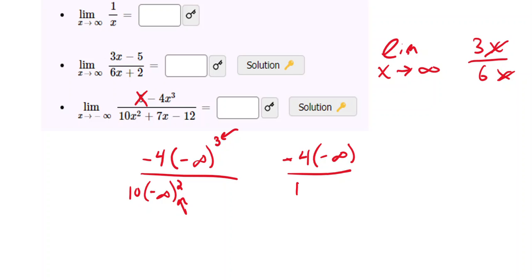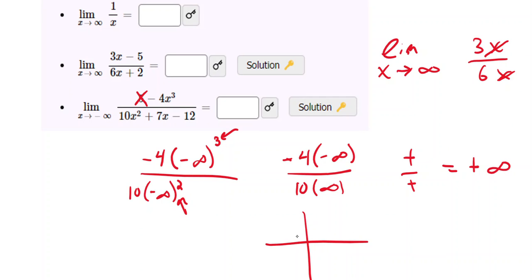But we'll just leave it. So 10, and then times, this becomes positive infinity because it was squared. Now we've got -4 times negative infinity, so that's coming out positive, and the bottom's already positive. So this is going to be positive infinity. Like I said, the reason that's helpful is because now I know when I go to the left, this graph is going to veer off towards positive infinity.